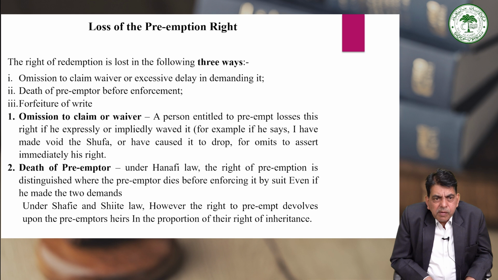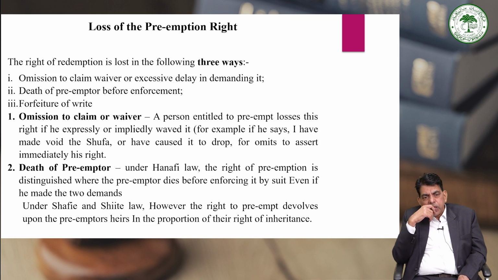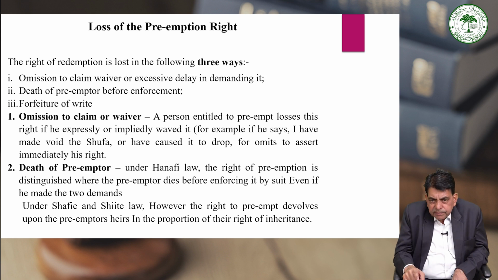Omission to claim, waiver: here it means a person entitled to pre-empt loses his right if he expressly or impliedly waived it. For example, he says, I have made it white, or has caused it to drop, or omits to assert immediately his right. Death of the pre-emptor: under Hanafi law, the right of pre-emption is extinguished where the pre-emptor dies before enforcing it by suit, even if he made two demands. Under the Shafi'i and Shia law, however, the right of pre-emption devolves upon the pre-emptor's heirs in proportion to their right of inheritance.